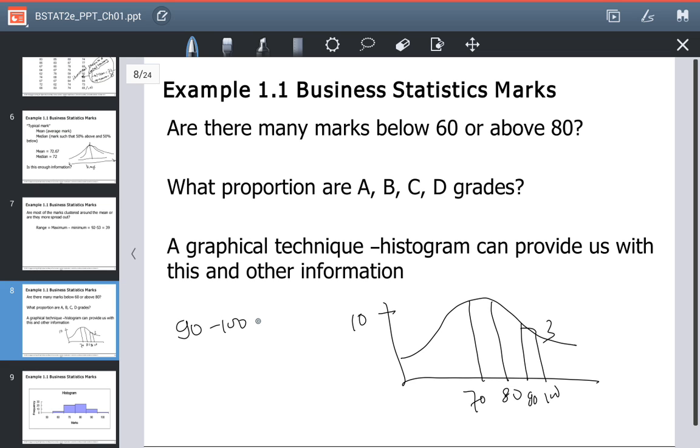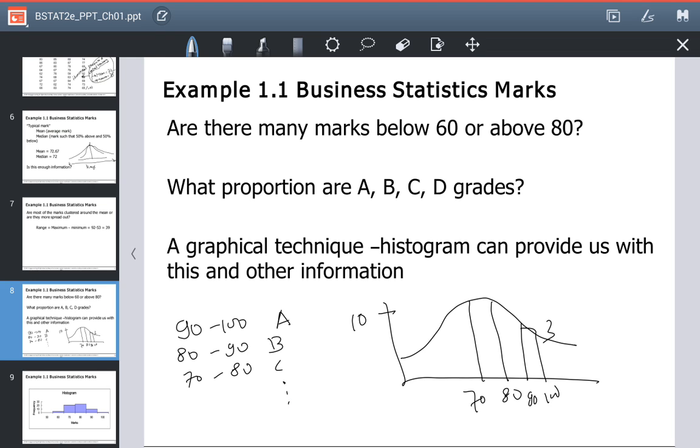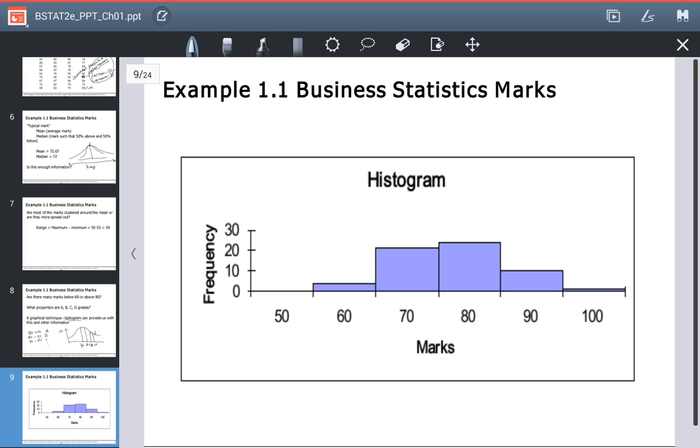If you have between 90 to 100%, you get an A. If you have between 80 to 90%, you get a B. 70 to 80%, you get a C, and so on. So for me, to find out these grades, it's very good to visualize this data, and histogram is one of the important tools that I can use. So let's look at a spread.